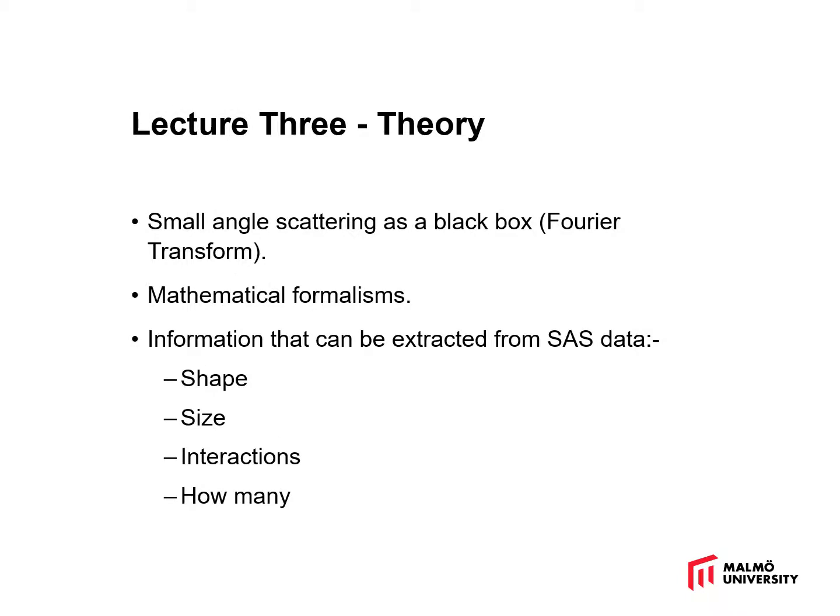Lecture 3 will be about the theory. I'm not going to give a lot of mathematics, mostly because it's not really how I think about the experiment. How I think about the experiment is as a black box. And so I'll introduce the concept of the Fourier transform. And if you've had time to do the exercises, this will probably make sense. There are some mathematical formalisms which are very useful and necessary that you need to understand, so I'll try to do that as graphically as possible. I'll also talk about the kind of information that you can extract from small angle scattering data: the shape, the size, the interactions between particles, and maybe how many particles or how much there is.